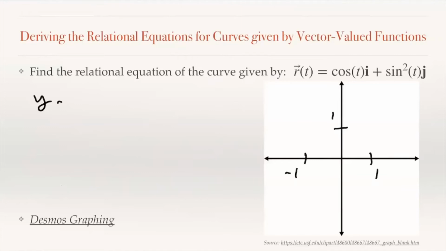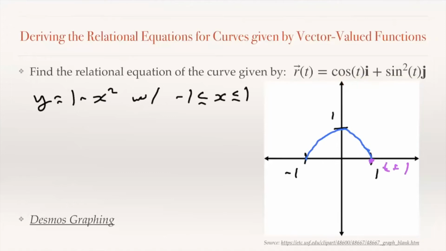Okay, so it was this, and graphing that upside down parabola with x between -1 and 1, it looks like this. And as t increases, well, when t is 0, we begin at 1, 0. So we begin here. That's the point, t equals 0. And as t increases, we're first moving this way and then moving back.